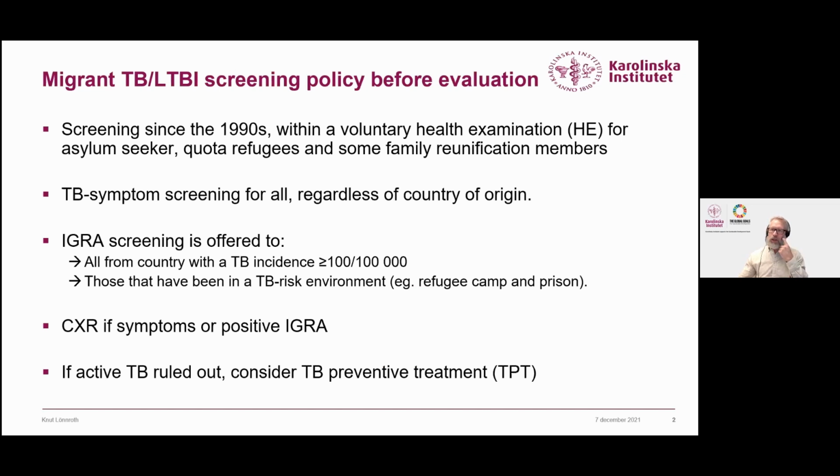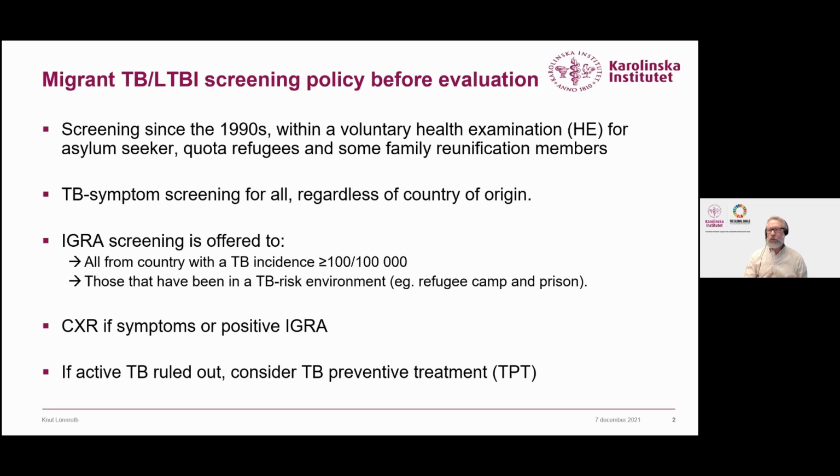So since the 1990s, with some tweaks along the way, there's been this model of inviting all asylum seekers. And there's another difference from the TB Endpoint. This only looks at asylum seekers because those are the only migrants that are being targeted within this policy. They're invited to a health examination, which is not only for TB, it's supposed to cover all health aspects, but within that there is TB screening. For all asylum seekers, there's symptom screening, and for all coming from a country with an incidence of more than 100 per 100,000, IGRA is being offered.